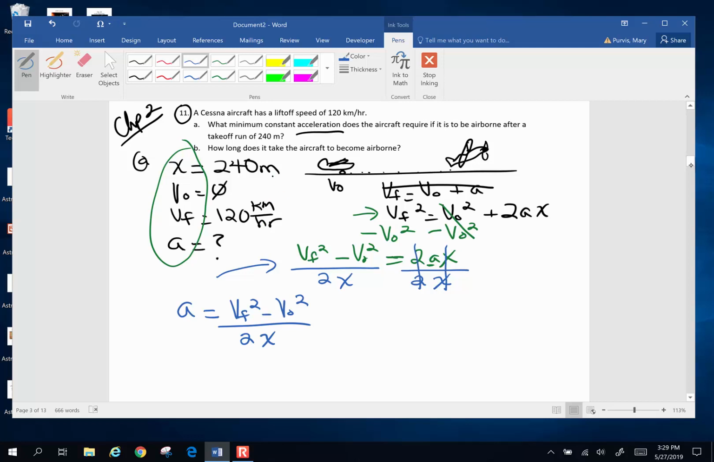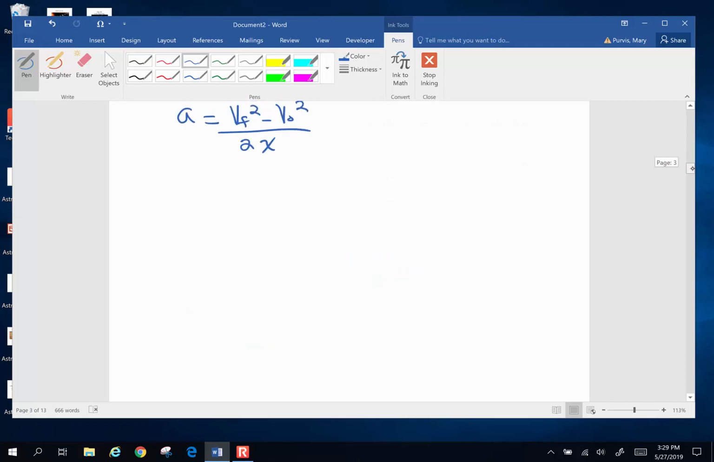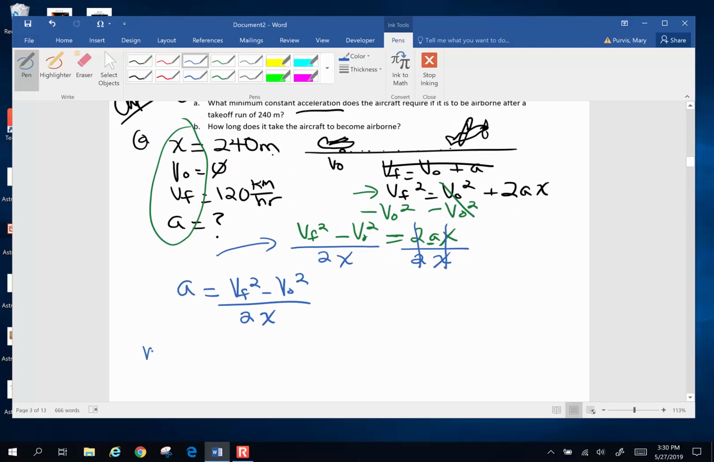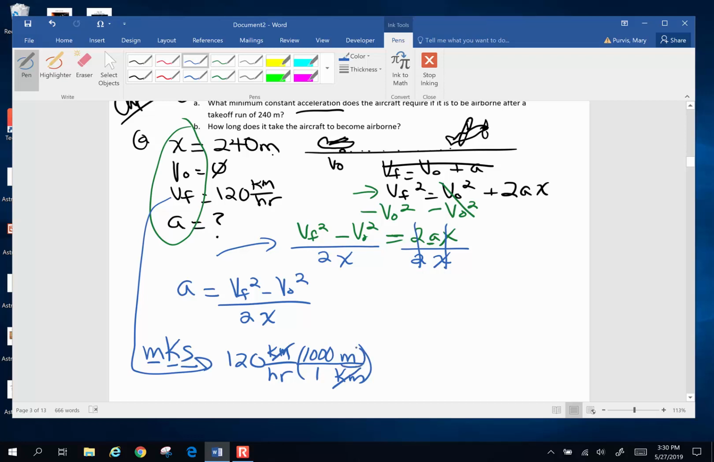When in doubt in physics, we have to go back and work with these MKS units, meters, kilograms, and seconds. So I am going to convert this 120 kilometers per hour into meters per second, because that way it'll be very convenient and we can use it forevermore in this problem. So I'm going to get rid of kilometers and go to meters on my orange sheet, my conversion sheet. I know there are 1,000 meters in 1 kilometer. Cancel kilometers. I'm left with meters.